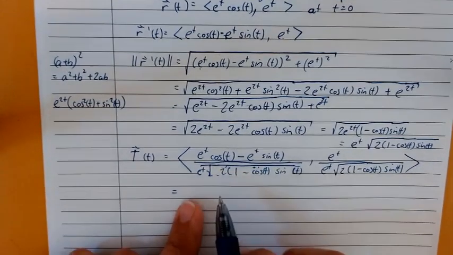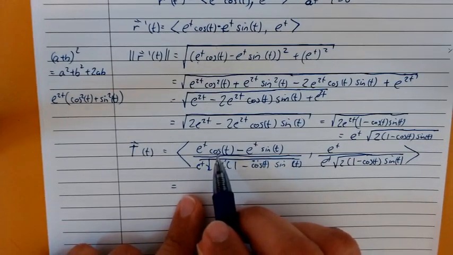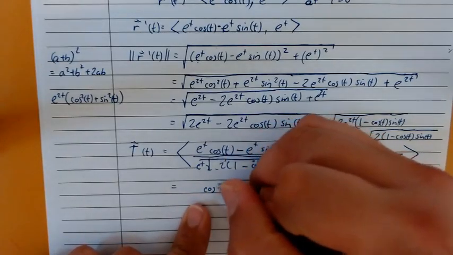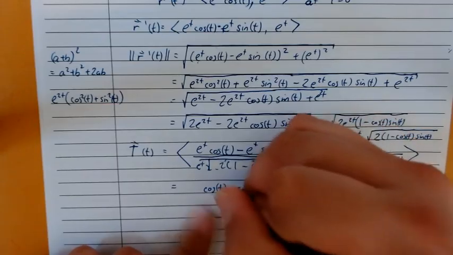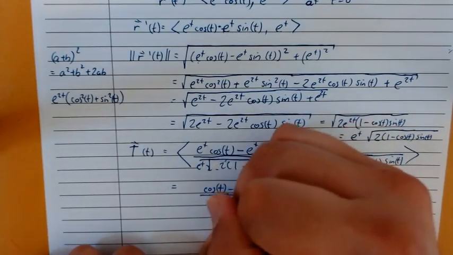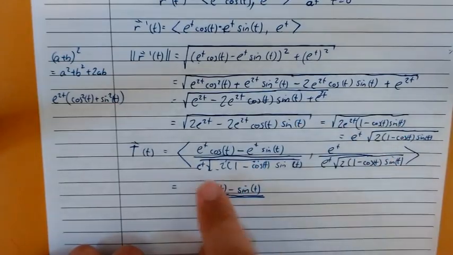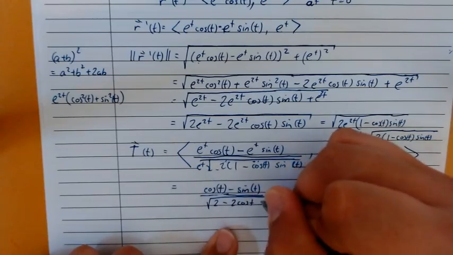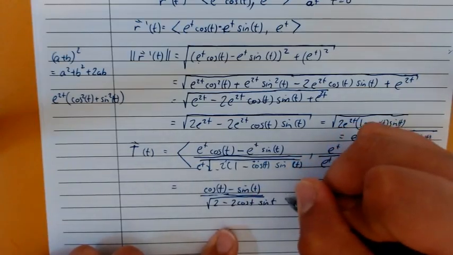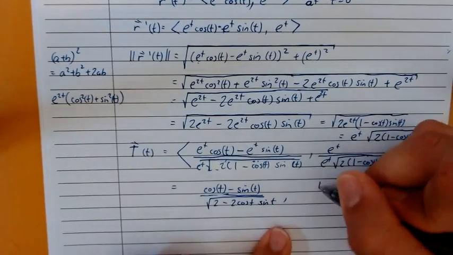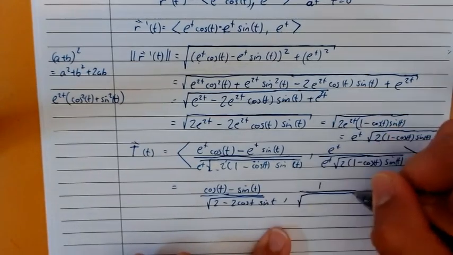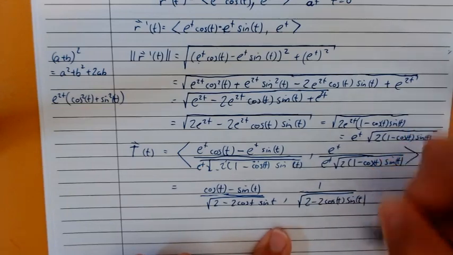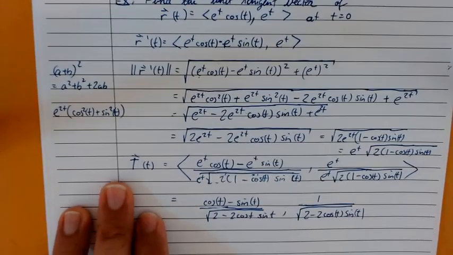which the e to the t's divide out, and you're simply left with cosine of t minus sine of t over the square root of, here, I may as well just multiply that in here, 2 minus 2 cosine of t sine of t, comma, here these divide out, and you're left with 1 over the square root of 2 minus 2 cosine of t sine of t. So this would be our unit tangent vector regardless of t.